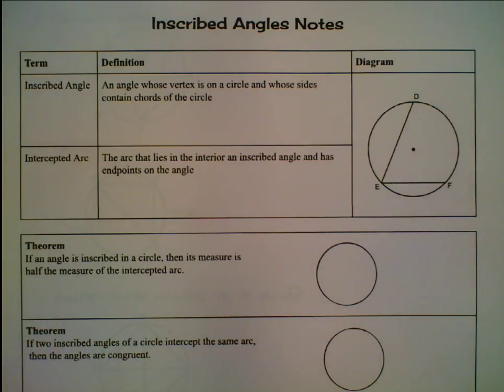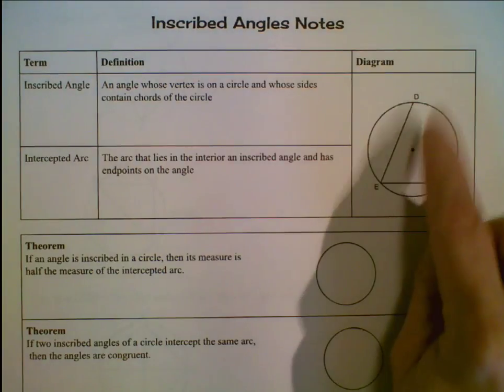All right, in this set of notes, we're going to start our discussion of inscribed angles, and in the next set of notes, we'll talk about inscribed polygons. So we start off with a couple of definitions up here at the top of the page. An inscribed angle is an angle whose vertex is on a circle and whose sides contain chords of the circle.